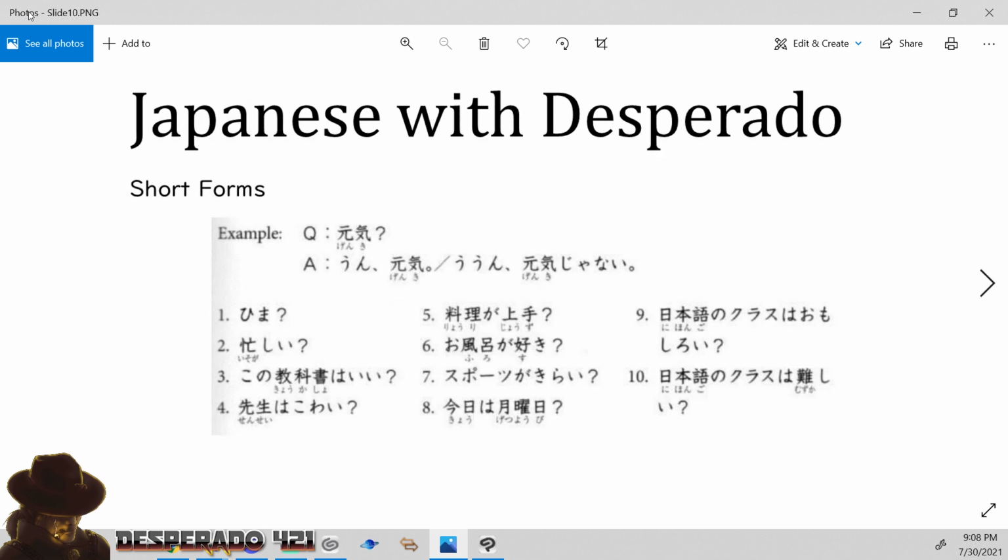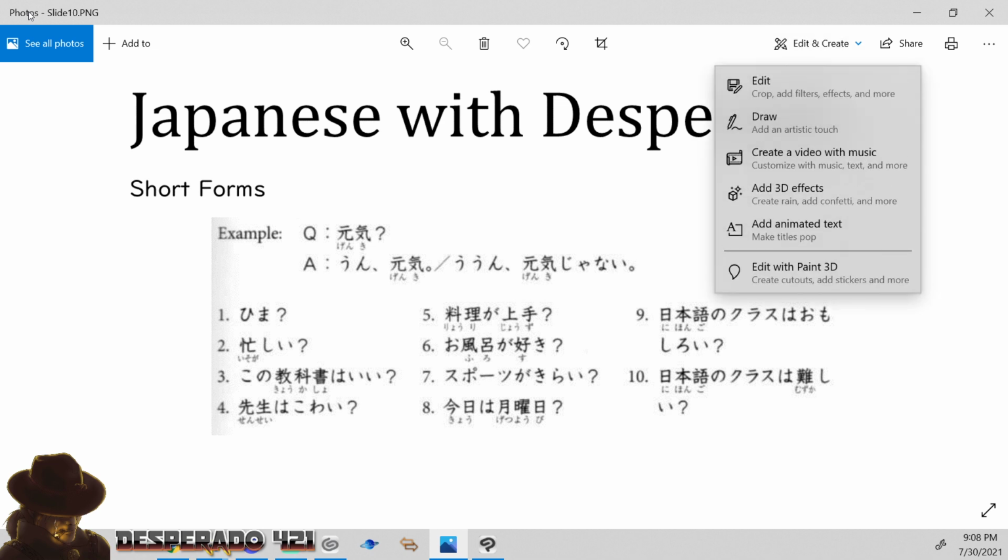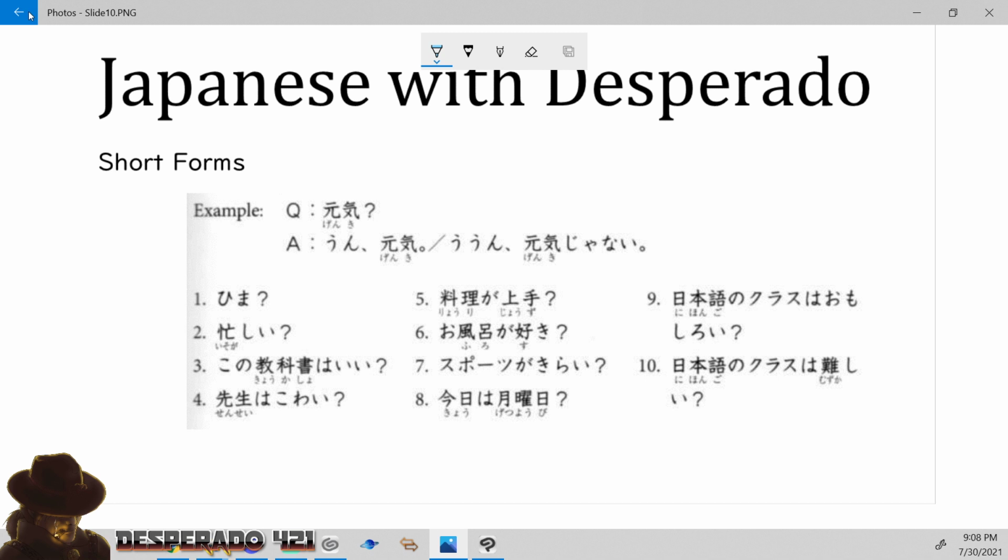Okay. Isogashi kunai. Let's try and make that a little bit smoother. Yeah, I definitely had a stutter there. Isogashi kunai. So, you're saying isogashi kunai. Very good.